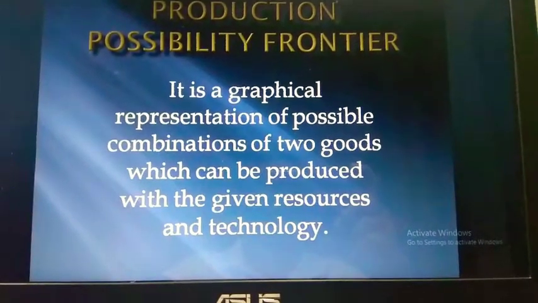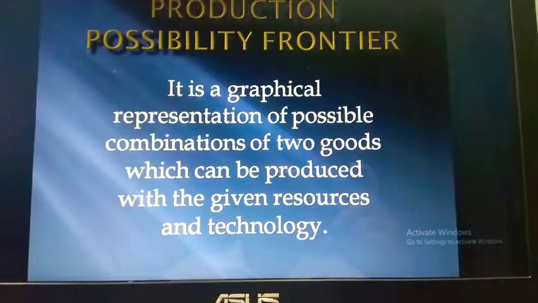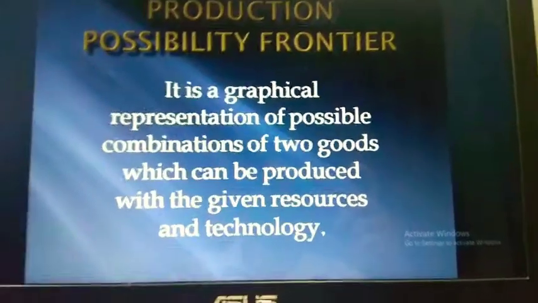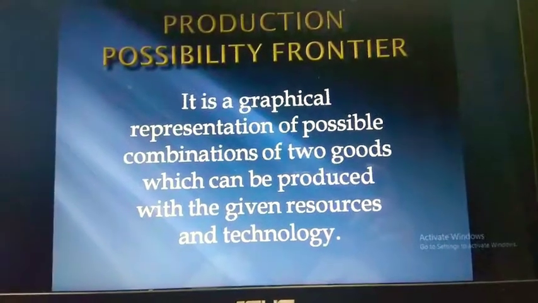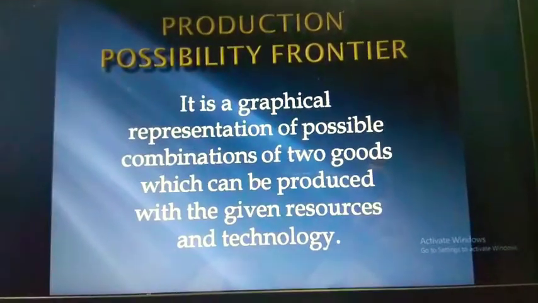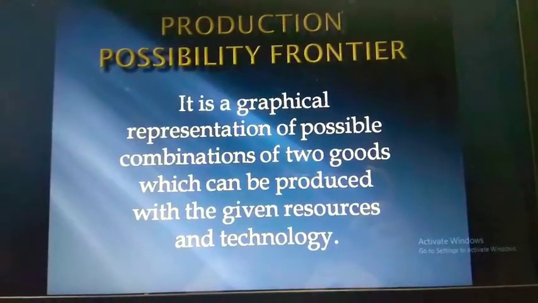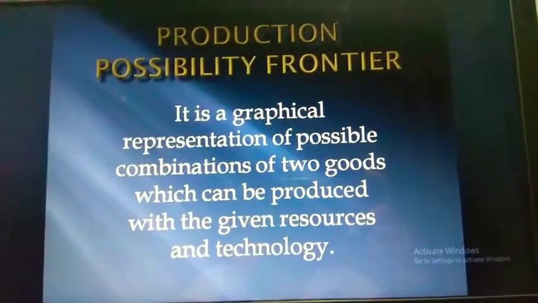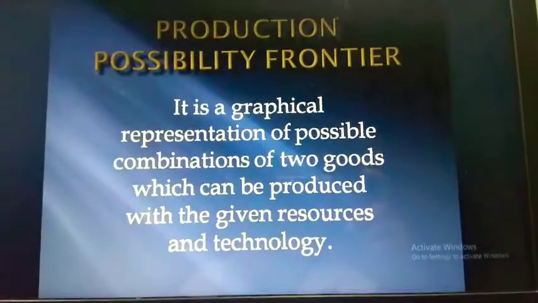And these combination of two goods can be produced with the given resources and technology. Now, the resources and technology are given to you. That means what? The resources are fixed and the technology remains constant. So this is again an assumption of production possibility frontier.